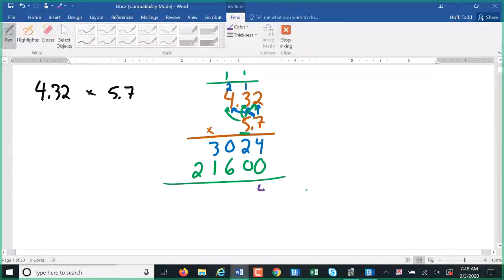We add these up. 4 plus 0 is 4. 2 plus 0 is 2. 0 plus 6 is 6. 3 plus 1 is 4, and we have the 2.